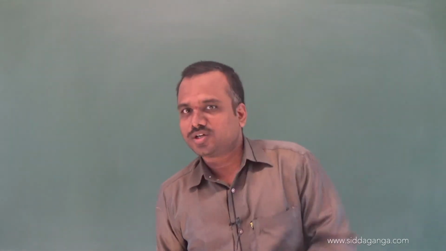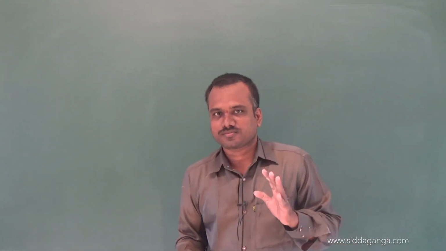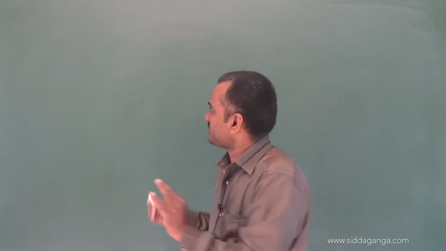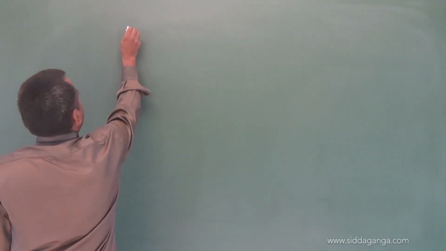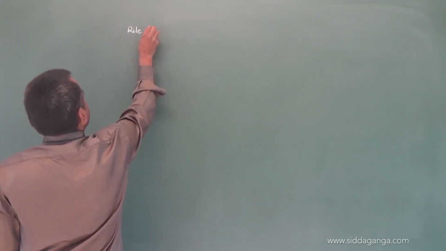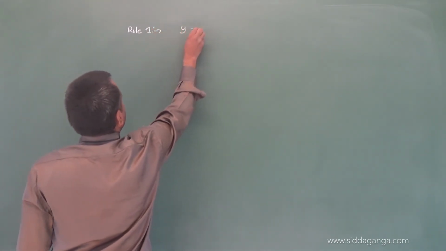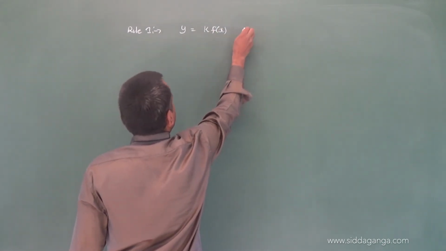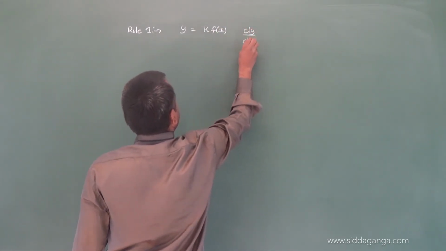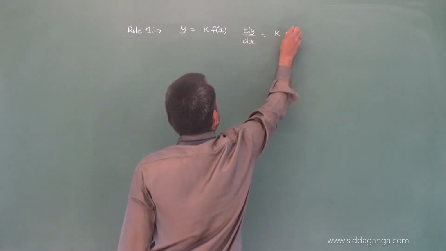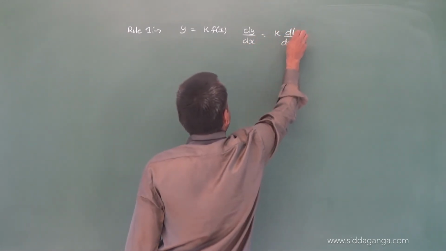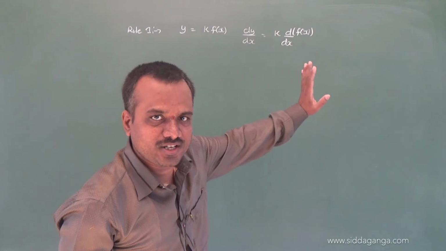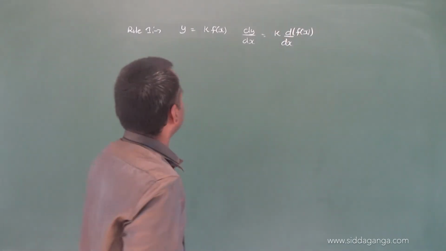I write all the rules what we discussed in the last two classes, sorry, this class and the previous classes, all the rules we write in a table. Rule 1, y is equal to k into f of x, dy by dx, k into d by dx of f of x. Keep the constant as it is, derivative of the function.